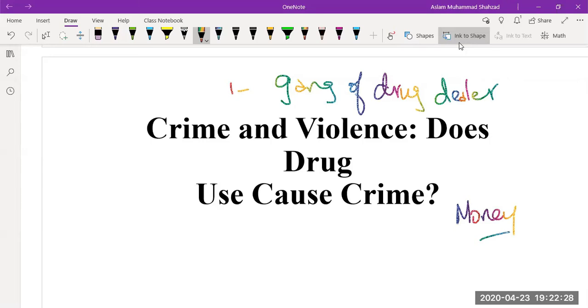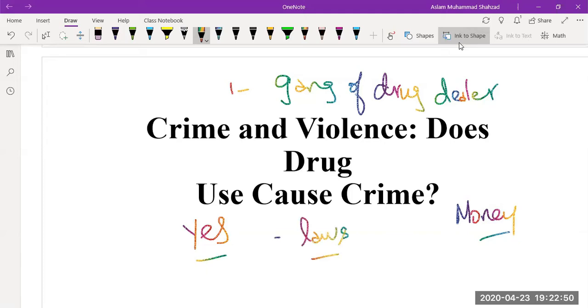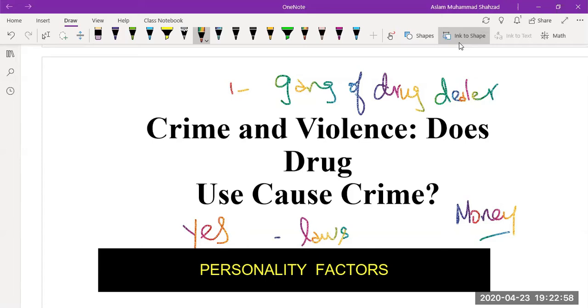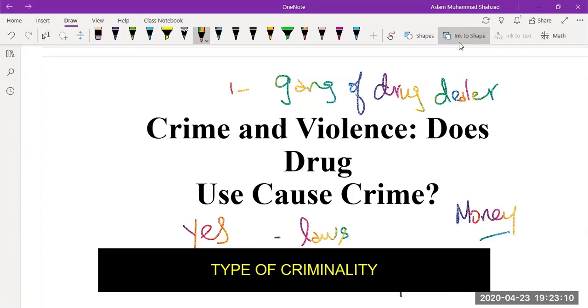So the main thing is the question of whether drug use can cause a crime. My answer is yes, it can cause a crime, but it depends upon different factors. Number one, it depends upon the laws of that area. We will discuss that later in our next slide. And then it also depends upon personality factors, and it also depends upon the type of criminality.